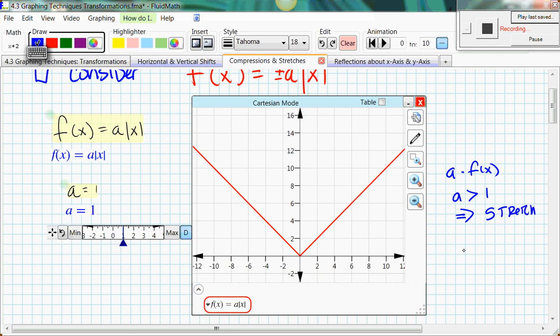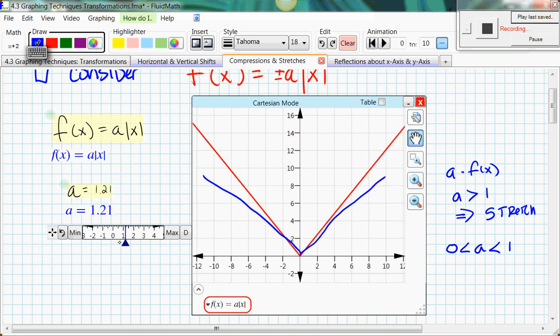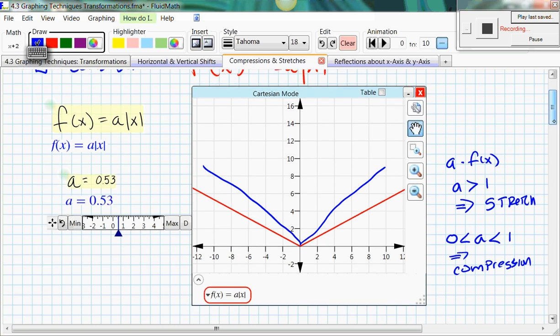But what happens if A is in between 0 and 1, so kind of like a half? Well, now all of a sudden I have a compression, because I used to have this graph going on when A was equal to 1. If I move that back when A is 1. But now, since it's in between, I have a compression. So if you multiply by a fraction in between 0 and 1, you get a compression. I don't think I spelled that right, but that's okay.